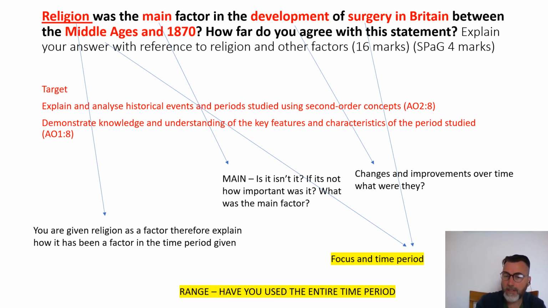It's replaced by science and technology. Science and technology emerges, religion decreases. Changes over time. What were they? Range. You must use the entire time period. You must talk about things from the Middle Ages, from the Renaissance, right to 1870. Don't miss a period out because you can't think of anything. You've got to get something in there.